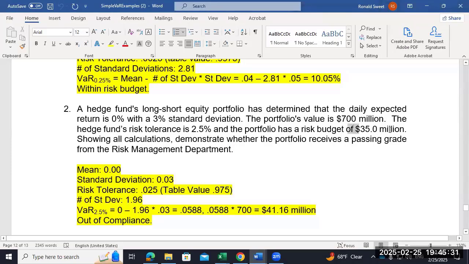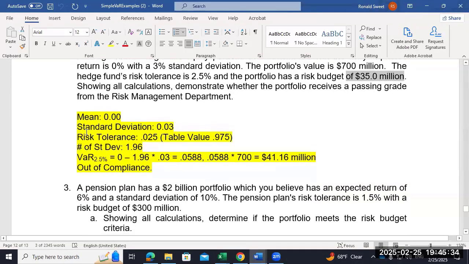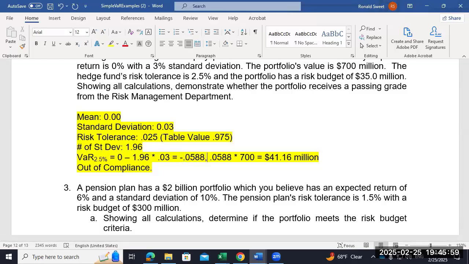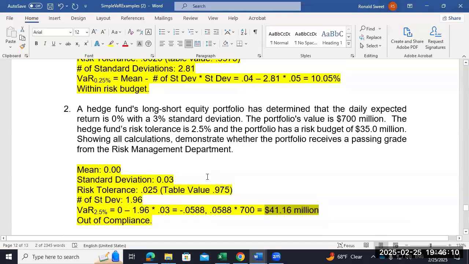Your budget's $35 million. Your risk tolerance associates with 1.96. So your VAR at 2.5% equals 0 minus the 1.96 number of standard deviations times 3%. That equals 5.88%. Notice here, I didn't even type the negative number. It's not that it's a math error. It just, to me, it's always going to be a loss. You could type the negative number if you wanted to. You take that number times 700 million. Where did I get that? That's the portfolio value, 700 million. Easy, 41 million. Did they pass in this case?